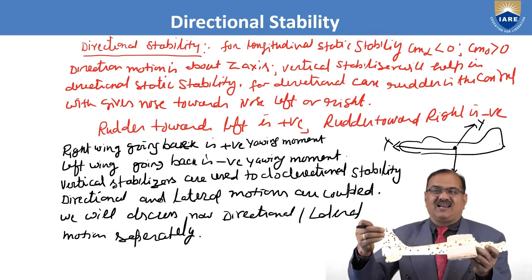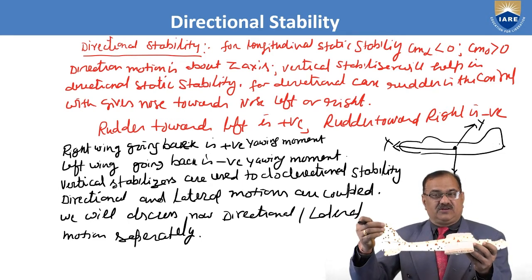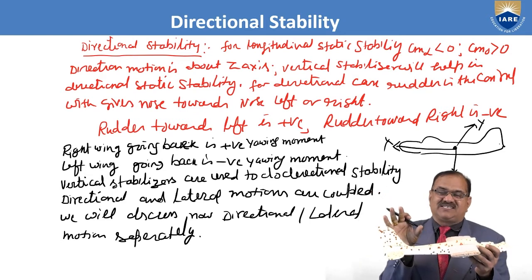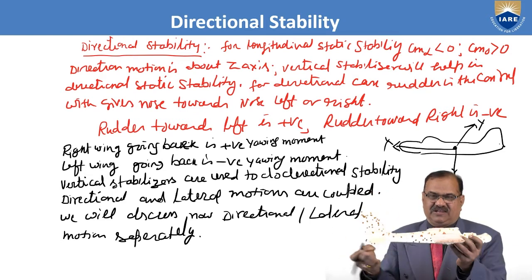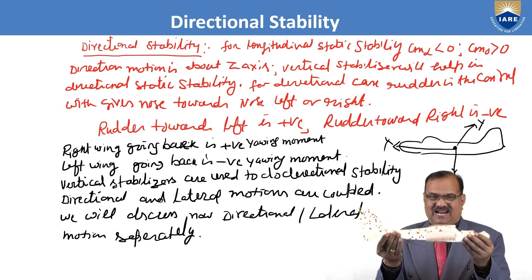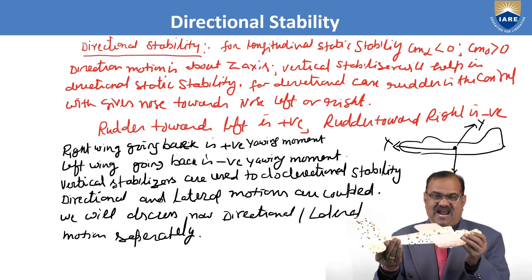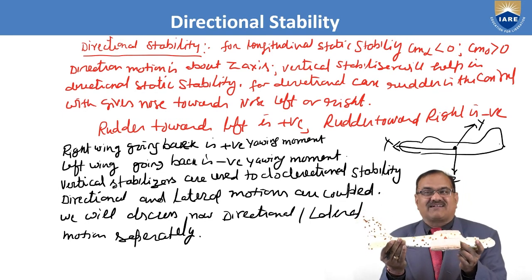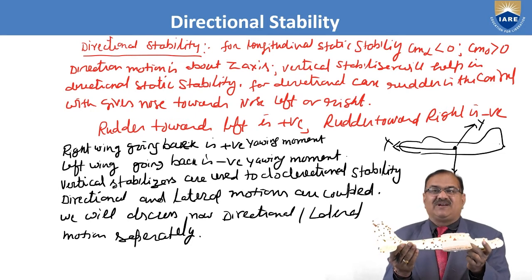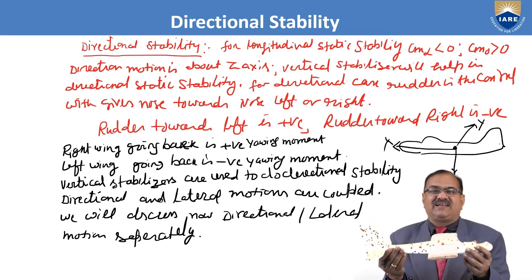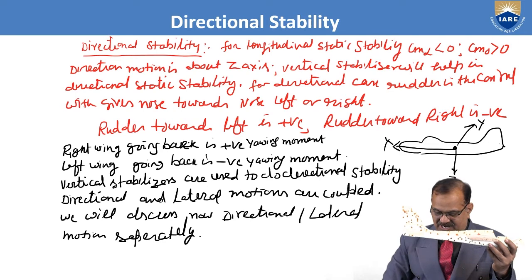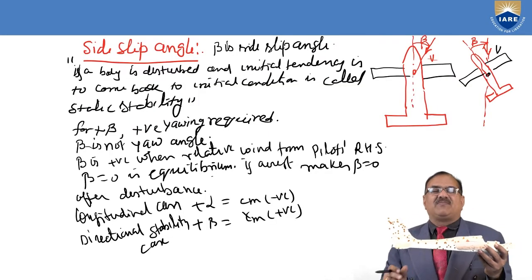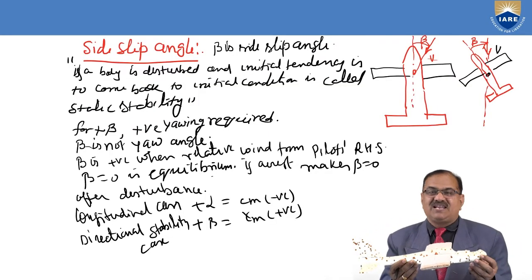Directional and lateral motions are coupled. Okay, so we always consider that this is the directional and this is the lateral. This rolling is lateral and directional. These both are coupled, which we will be discussing. We will discuss directional and lateral motion separately, but now I am only discussing the directional motion.